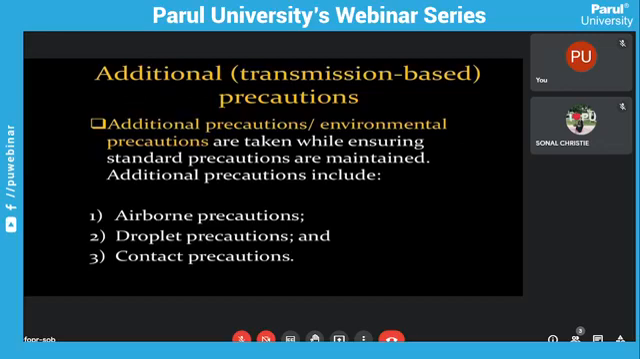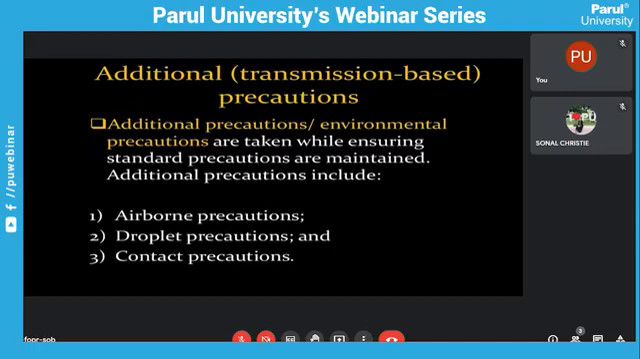Then third is contact precautions. In that, direct contact or indirect contact transmission is included. It is the most important and frequent mode of transmission for nosocomial infection. By contact, nosocomial infection will be transferred very easily, because in the hospital, patient and patient are in direct contact.